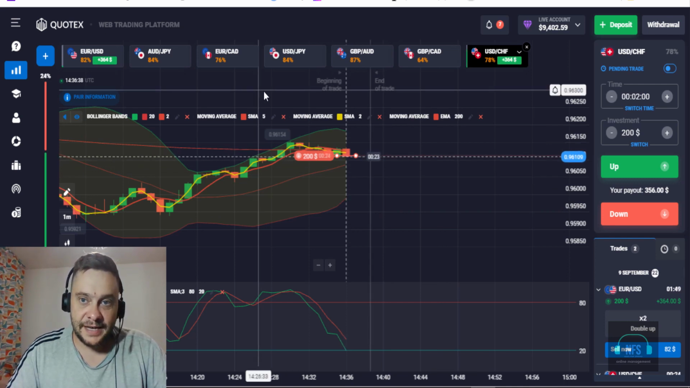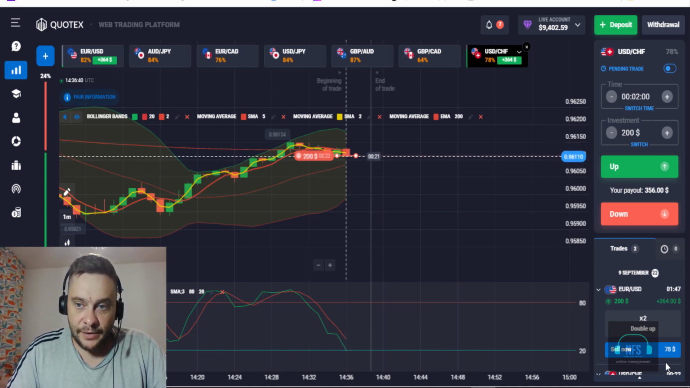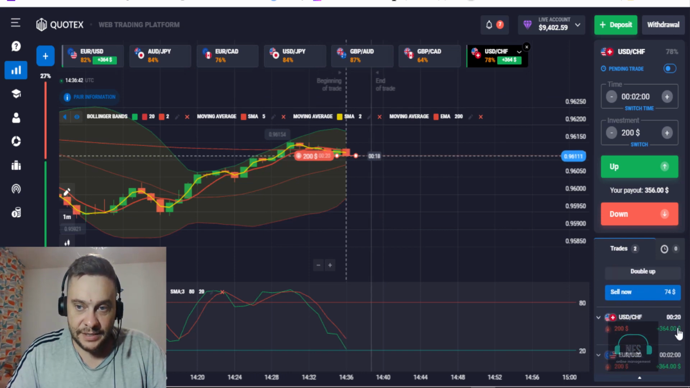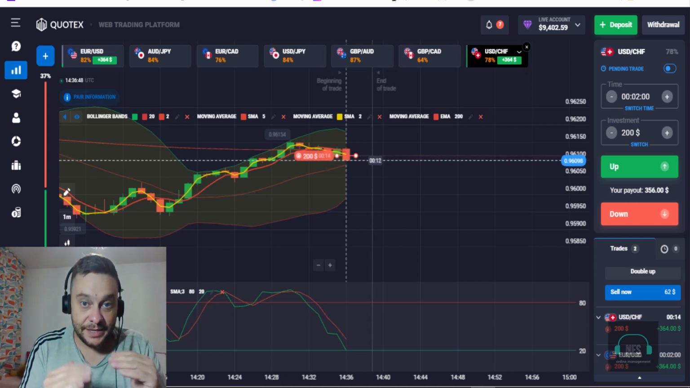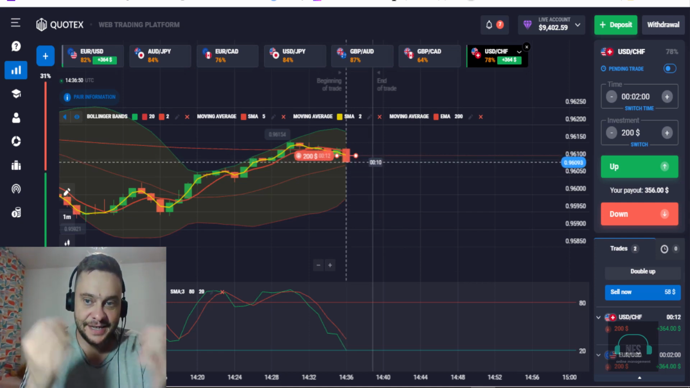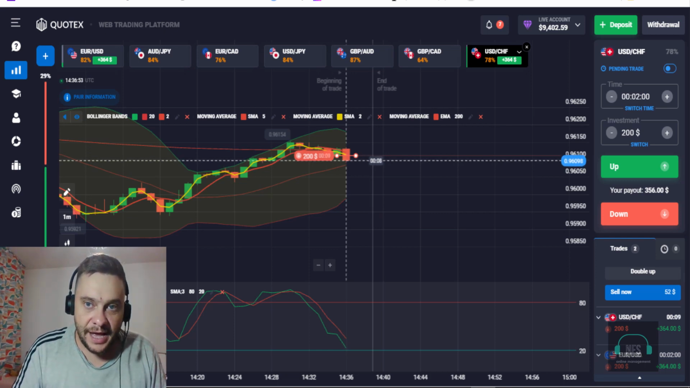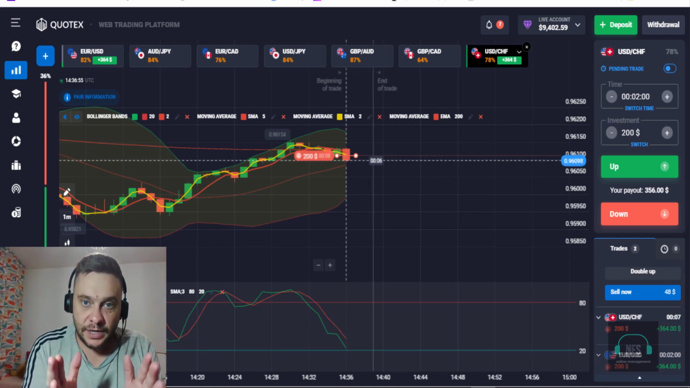The price, as you can see, is retracing, going down. Yes, we are in the money right now, and we have 20 seconds more. The price is at the entry price, but now it's going down. Yes, this is great. So as you can see, this strategy is working.